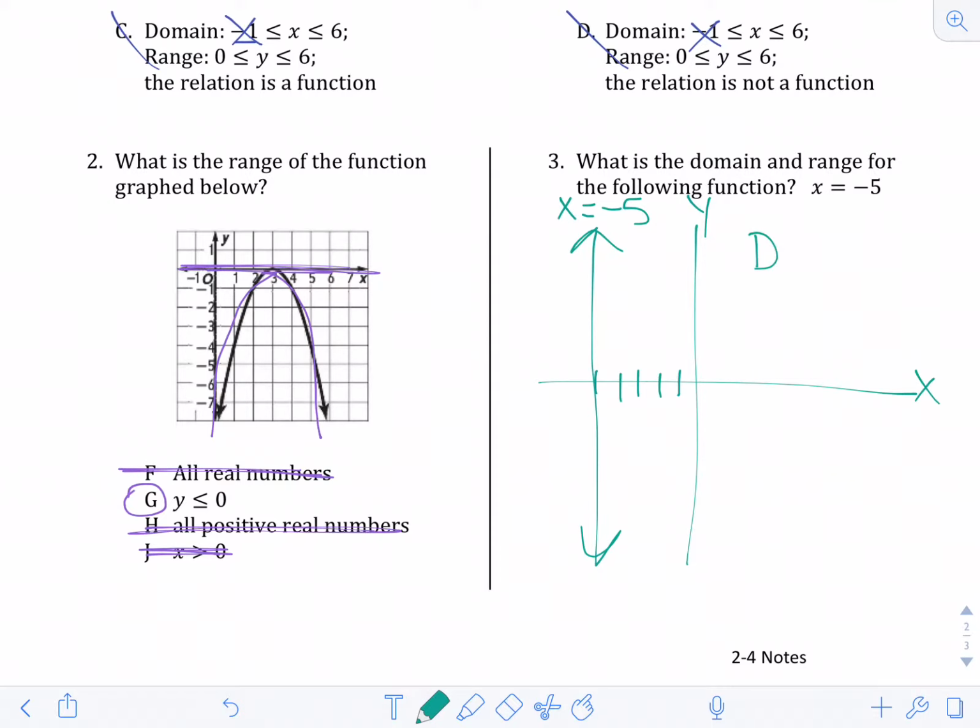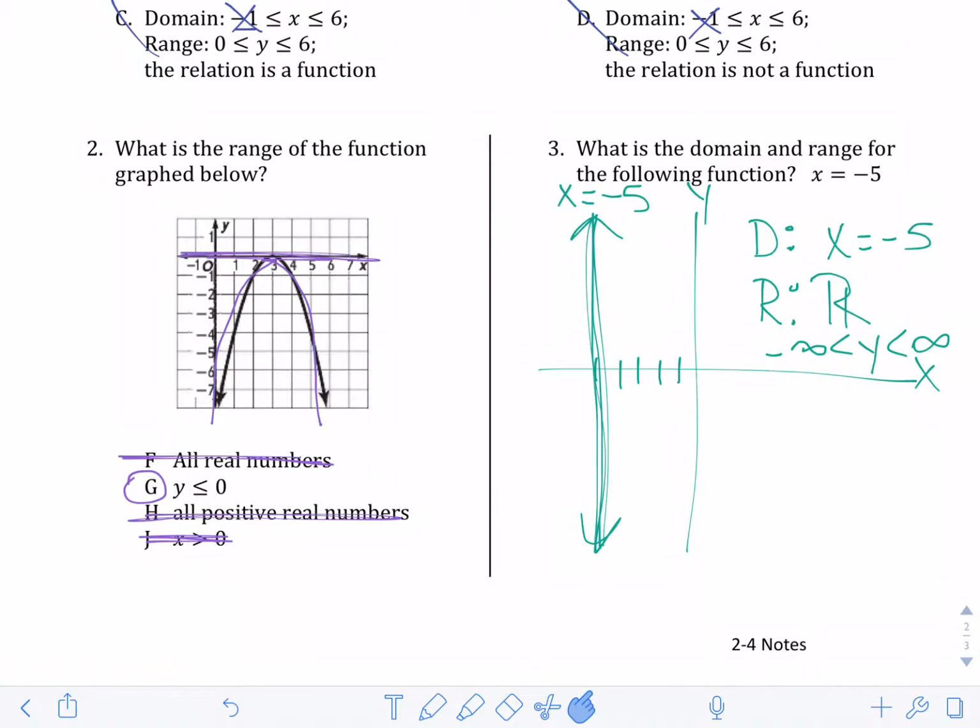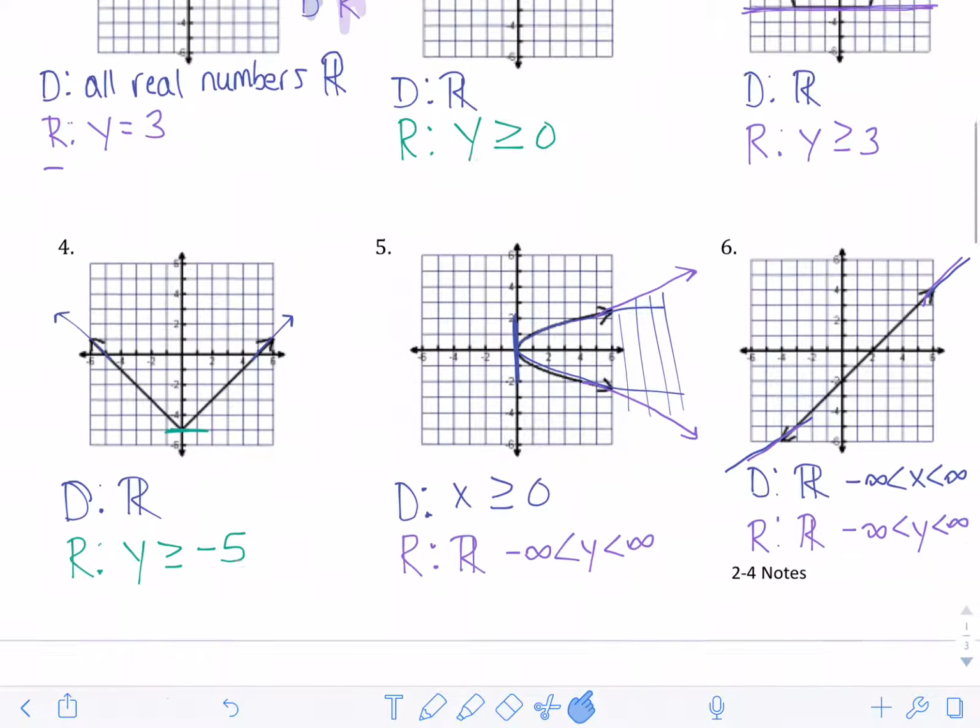So domain are my x values. My domain here, the only x value that I'm ever going to touch is right here at x equals -5. My range is going all the way down and all the way up, so that would be all real numbers, or negative infinity, less than y, less than positive infinity. And that is it for domain and range.